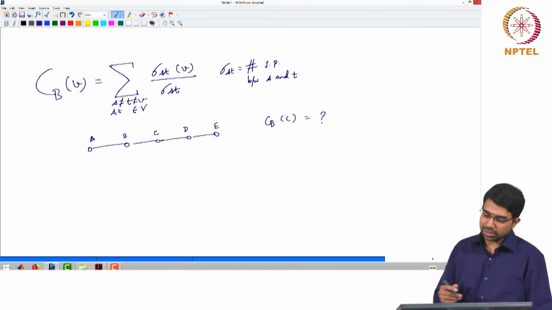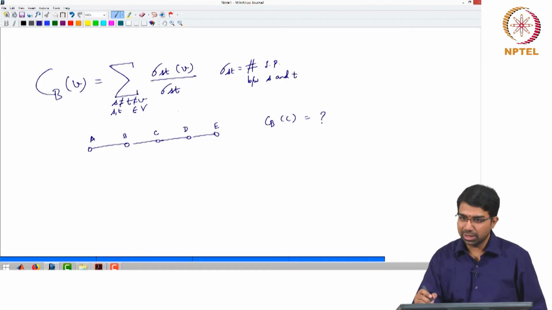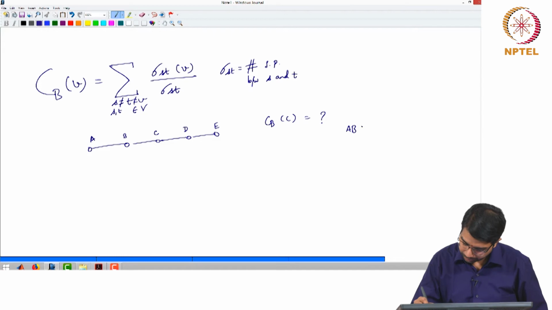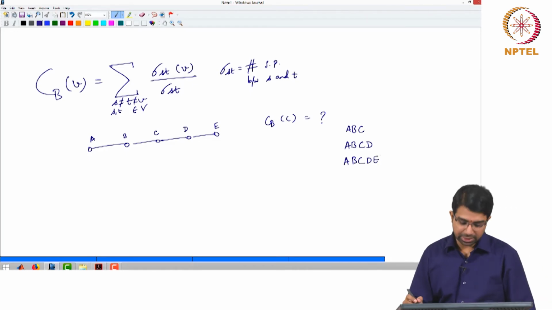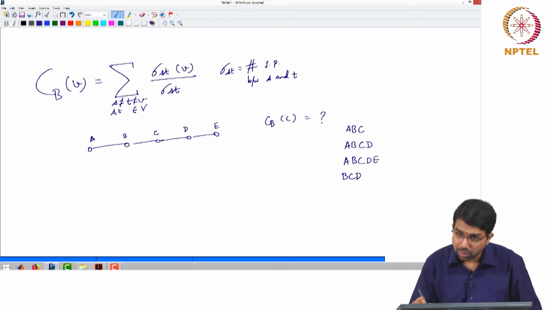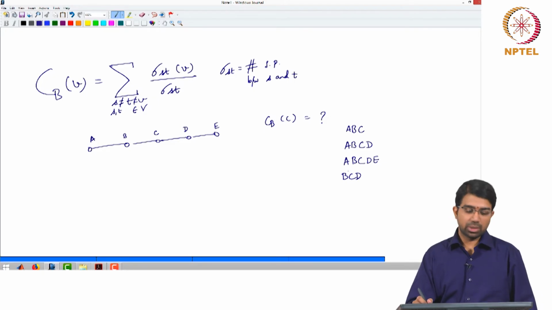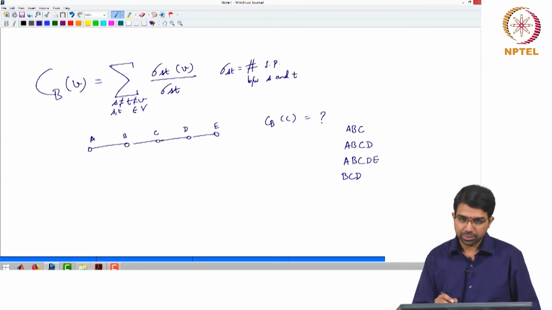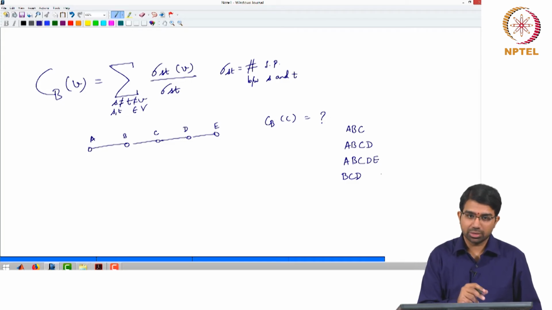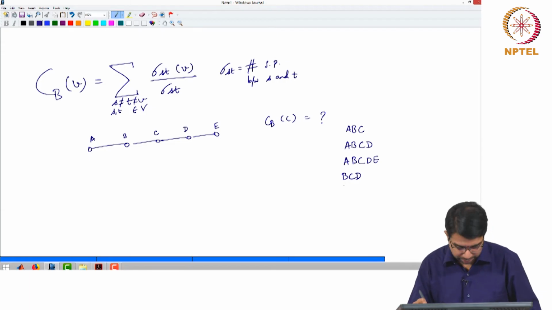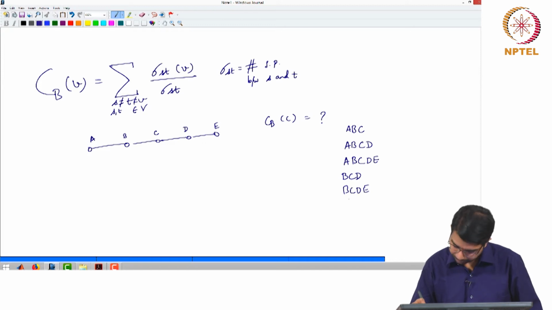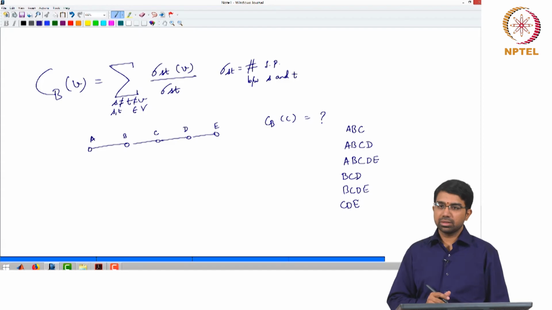So, the first thing you need to do is to enumerate the shortest paths. So, let us just try and enumerate the shortest paths. ABC is the shortest path, ABCD is the shortest path. AB is an edge. So, as we said S not equal to T not equal to V, right. So BCD, BCDE, CDE, is that right?